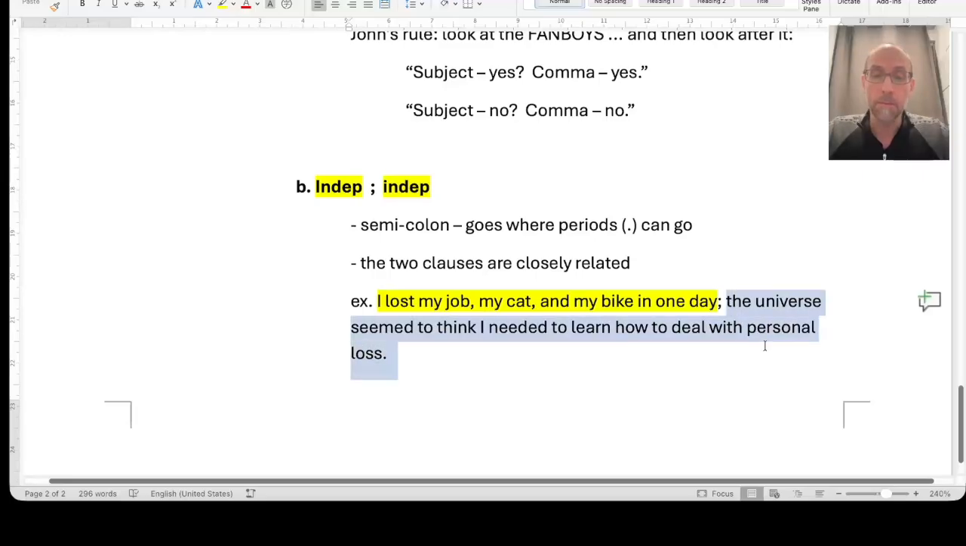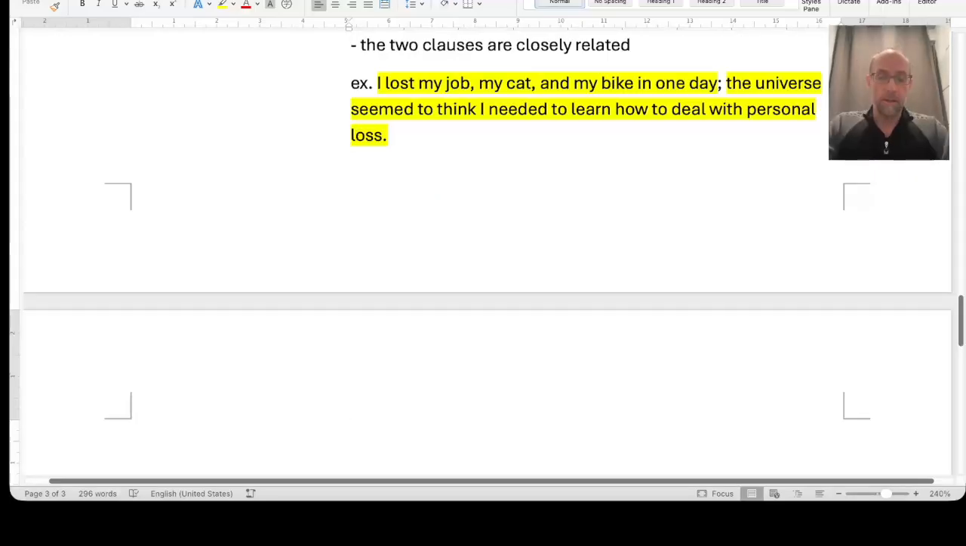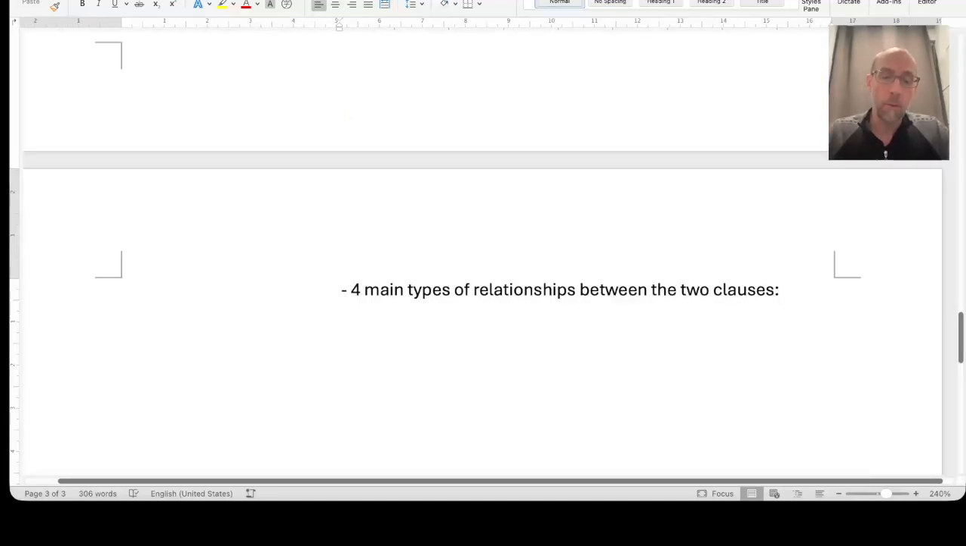I think there's a very close relationship between these 2. These are all the things that happened to me. And then this seemed to be my impression of those events of that day. As we move on down here, so there are 4 main types of relationships between these 2 clauses. I told you that they're closely connected, and it's usually in one of 4 ways, and the first 3 are the most common. So let's go through these.